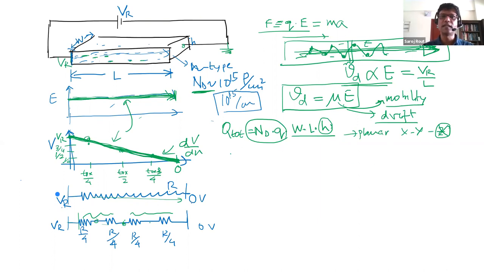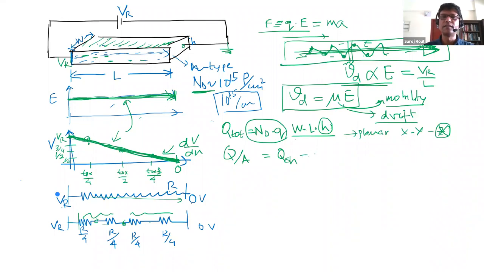So if that's the case, then I want to find out what's the Q per unit area. When I say unit area, I'm looking at this W over L, so I'm looking at the top view. The Q per unit area, let's call it Q sheet, QSH, which is basically this Q total divided by the unit area.